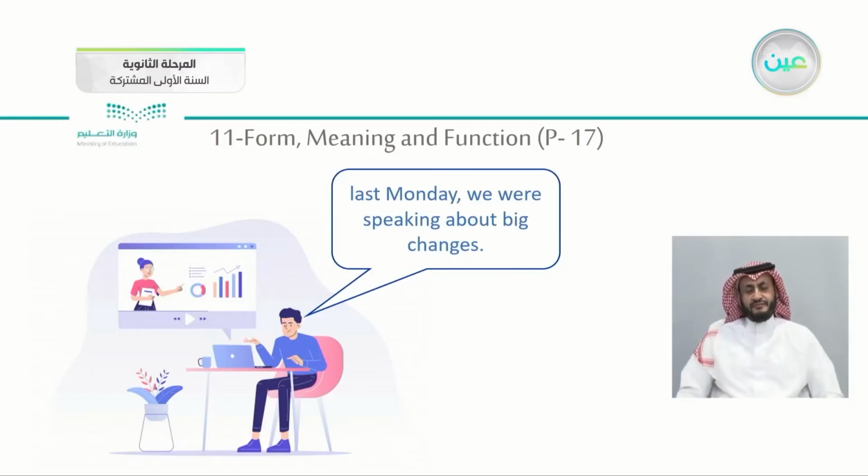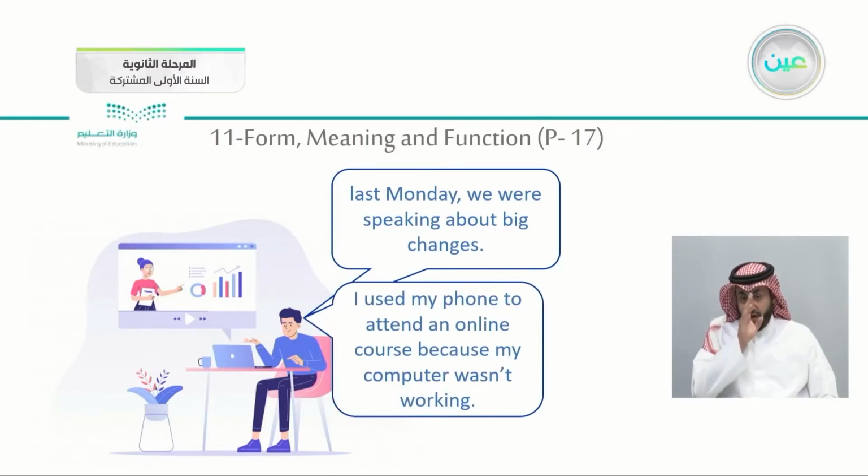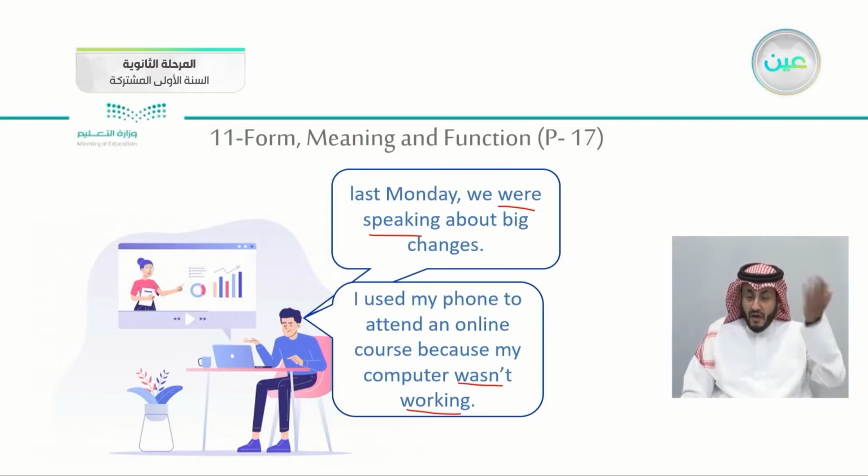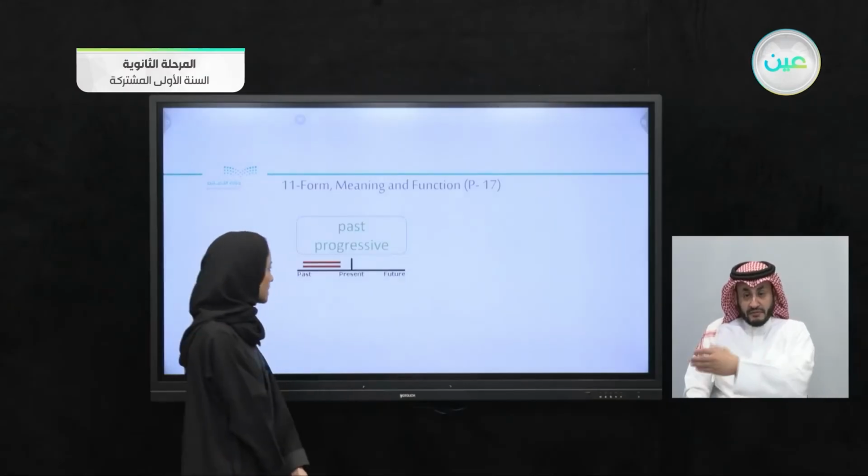Okay, so what did he say? Last Monday, we were speaking about big changes, and I used my phone to attend an online course because my computer was not working. Here, I wanted to focus on the idea of were speaking and also was not working. Which tense is it? Present, past, or future? It happened in the past. However, this time we are using the ing, so progressive, past progressive tense.